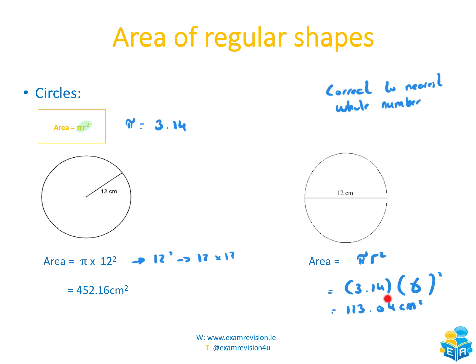Now the question asks us to give it correct to the nearest whole number. So if we look at the decimal points after 113, is it closer to 113 or is it closer to 114? It's closer to 113. So it's 113 centimeters squared. And that's our final answer there for that one.